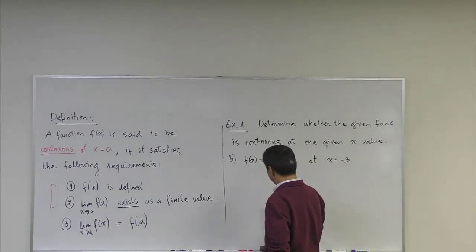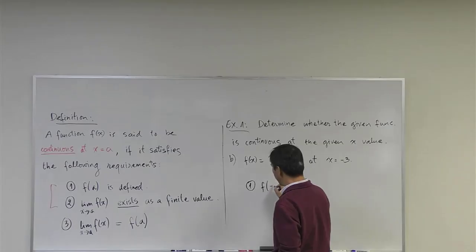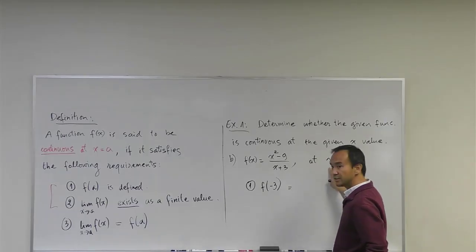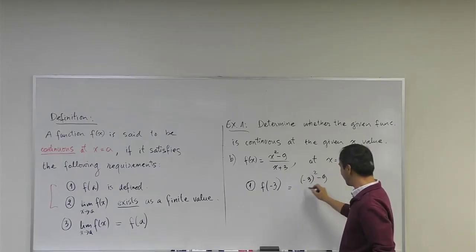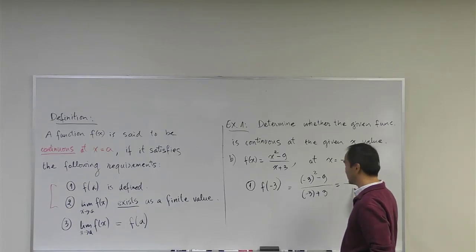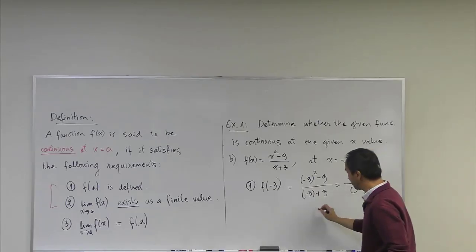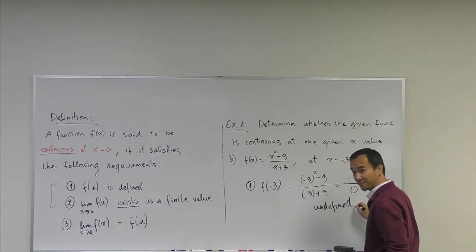All right, so it's another function. Now we start checking the requirements. First requirement, f of -3. Can we really substitute this into the function? Well, it goes -3 all squared minus 9, right? But unfortunately, -3 plus 3 in the denominator gives me whatever that is divided by 0. So this function fails the first requirement because f of -3 is undefined. Make a note of that: it fails the first requirement.